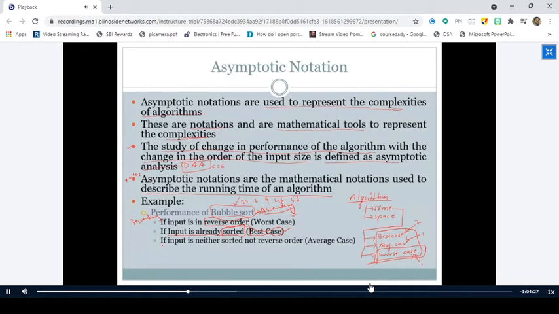And the next case is when the input is neither sorted nor in reverse order. Then it is considered to be the average case. So to find the correct performance of the algorithm, don't go with the best case. Similarly, don't go with the average case. You should always go with the worst case analysis only, right? That is why the worst case plays a very vital role in finding the efficiency of algorithms. Is it clear?